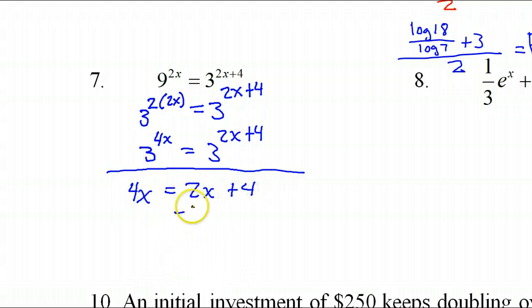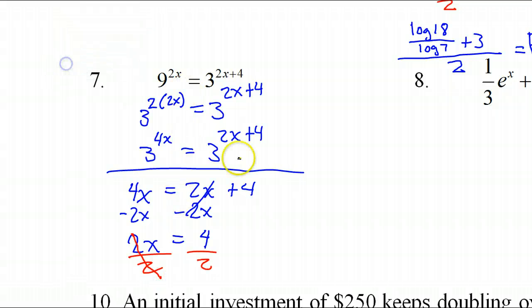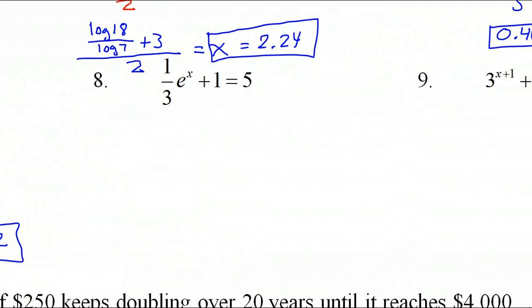Alright, to get x by itself, first we need to put these two terms together. So let's subtract the 2x from both sides. So that'll give me 2x equals 4. Now, finally, to get x by itself, we will just divide by 2. Alright, so that'll give us x equals 2. So that's how you do number 7. Now, number 8.